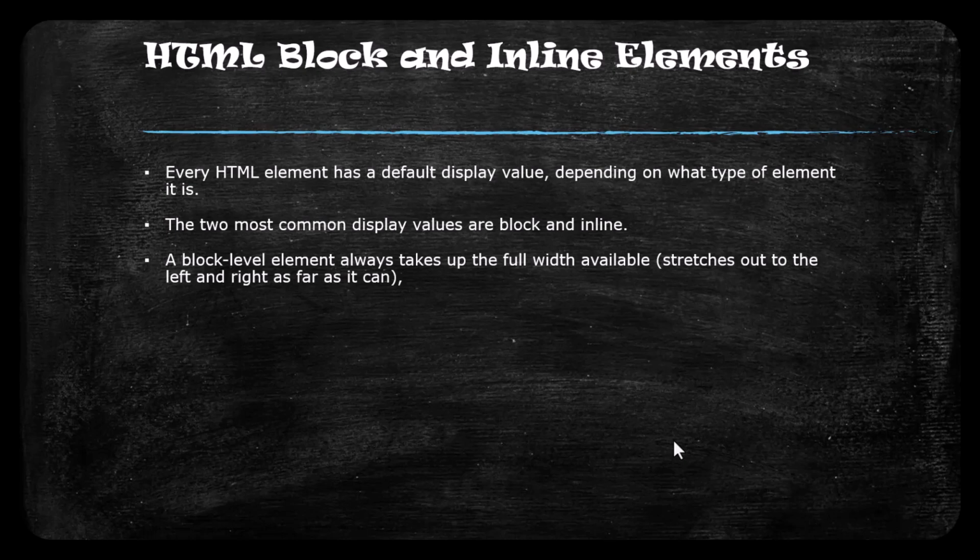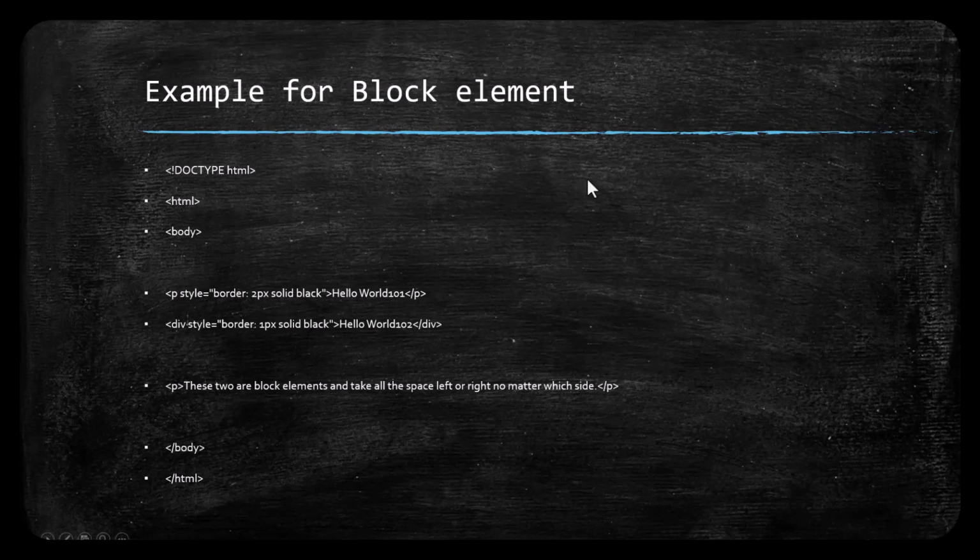Block means it will stretch out left and right as far as it can, and inline means it will not stretch out, it takes only the place in which it is situated. If we go for an example of a block element and write style border and so on, the paragraph will take the whole line. So we need an example to understand it better. So let's go to our VS Code.